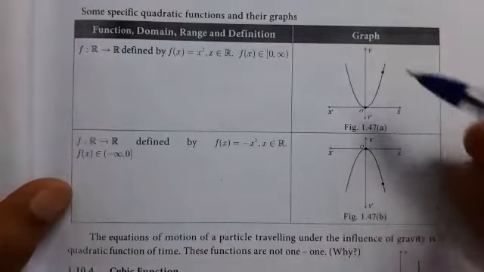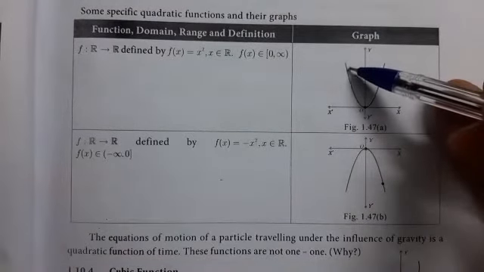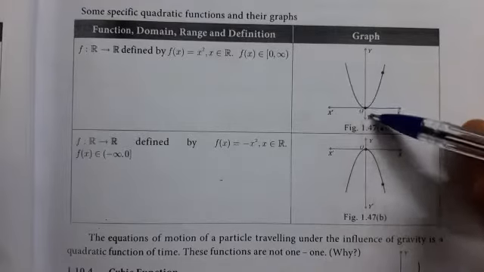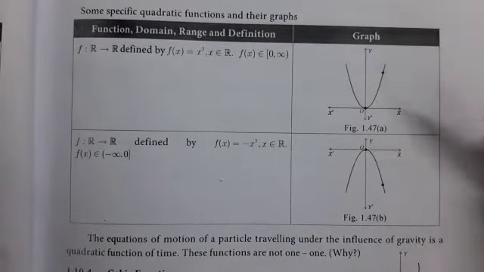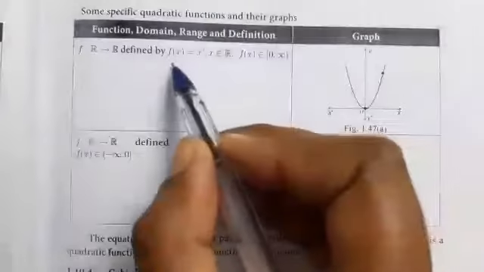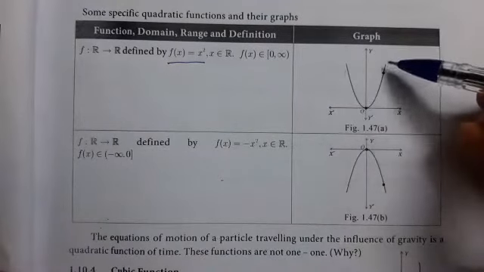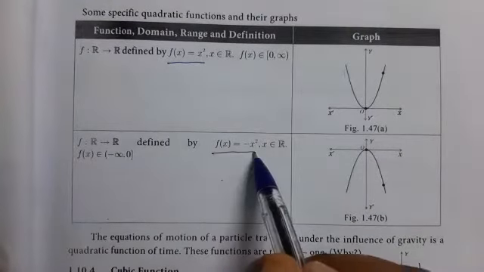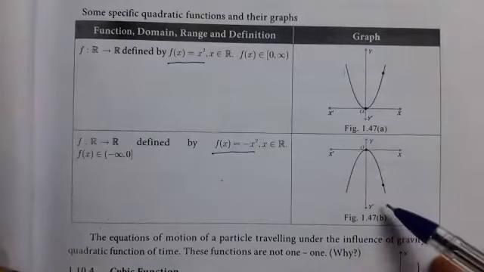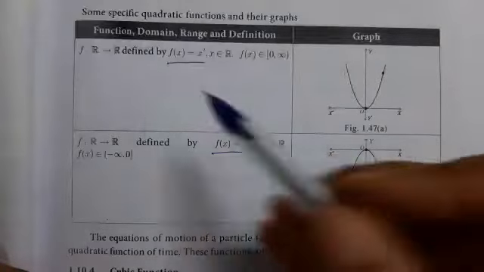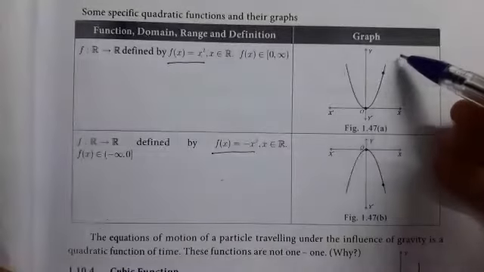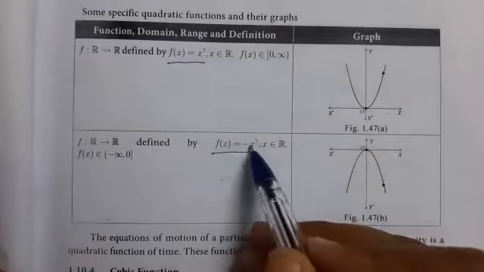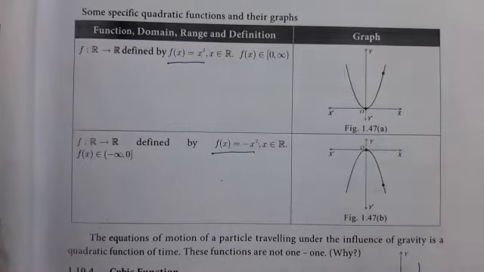See the graph. The graph starts from f of x is equal to x square means the graph is above the x-axis. f of x is equal to minus x square means the graph is below the x-axis. f of x is equal to x square, positive, above the x-axis. Minus x square, negative, below the x-axis.